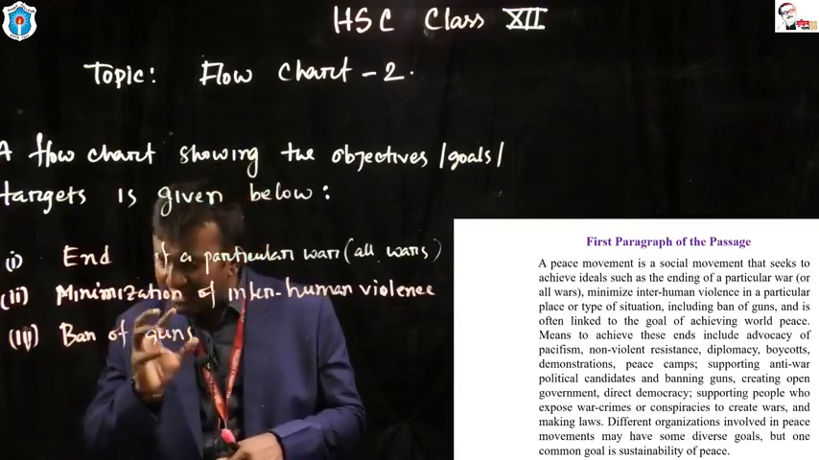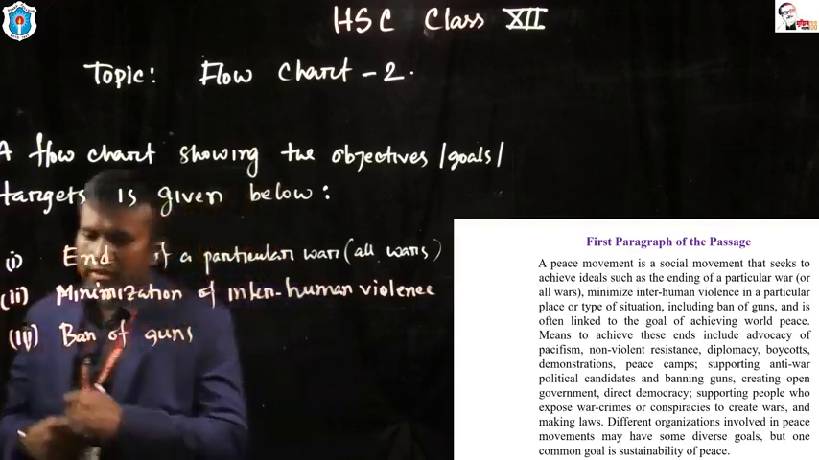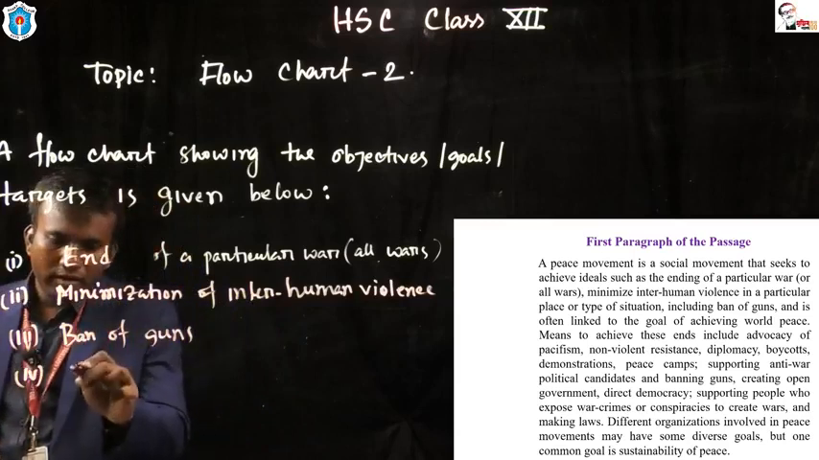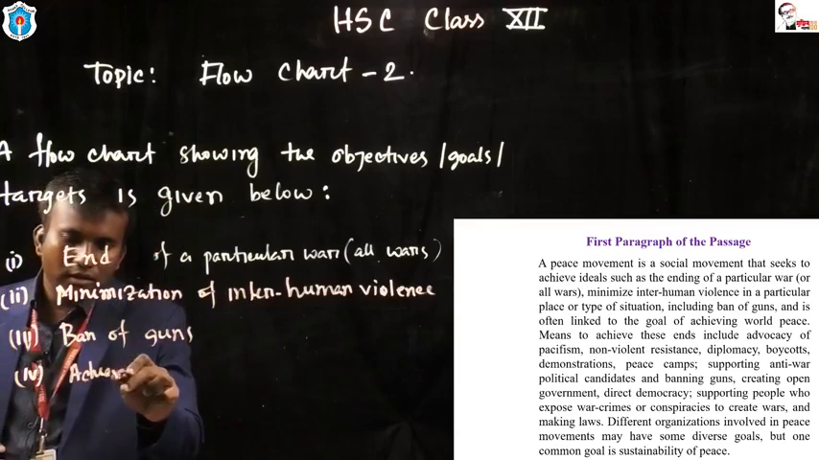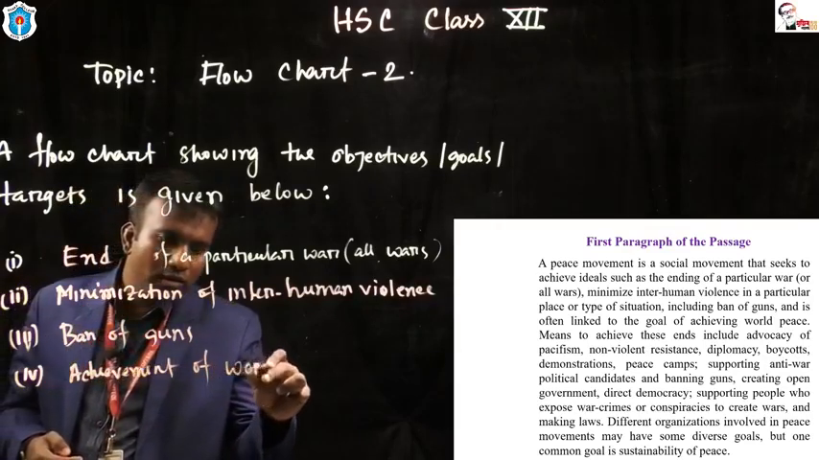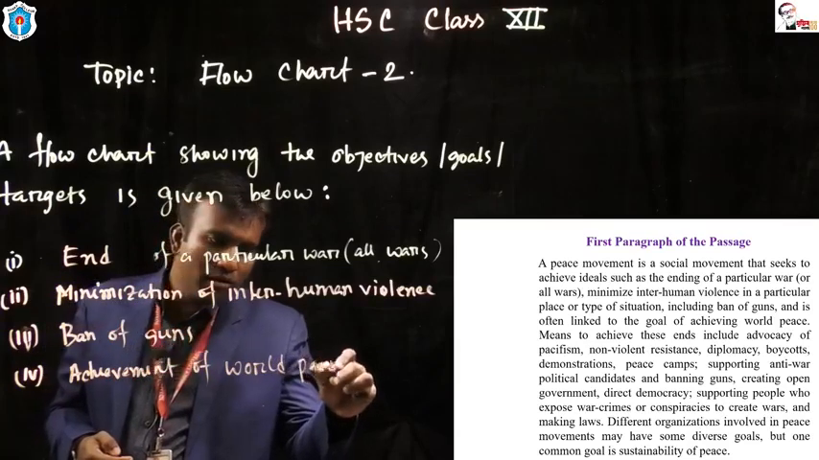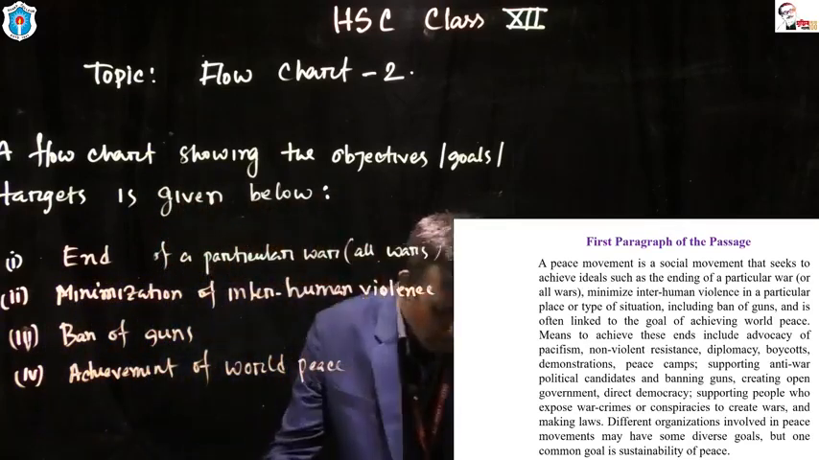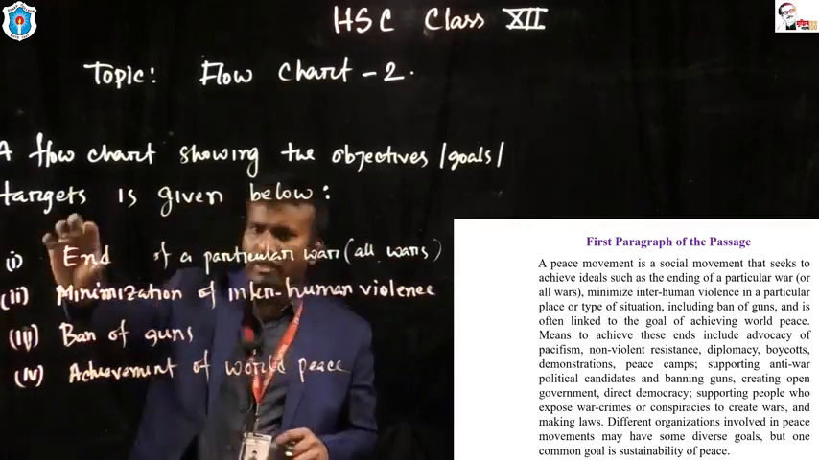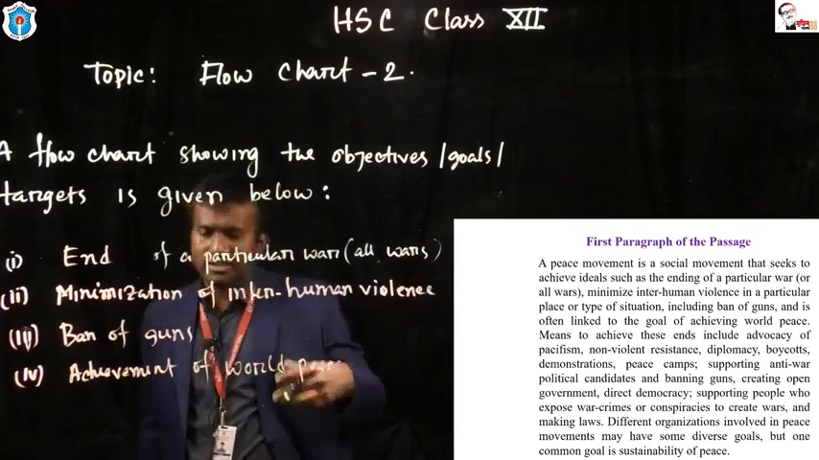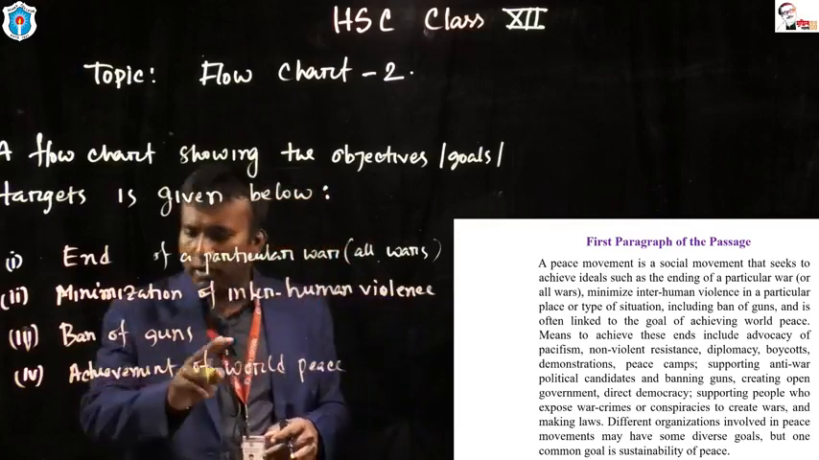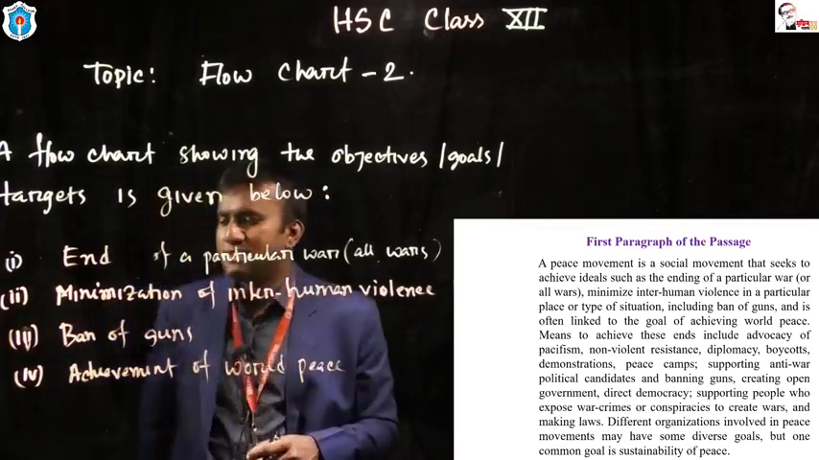So that's why I can say at four we can write achievement of world peace. Achievement of world peace. This is another target of peace movement. Look at: end of a particular war was the first target. Second one, minimization of interhuman violence. Third one, ban of guns. Fourth one, achievement of world peace.